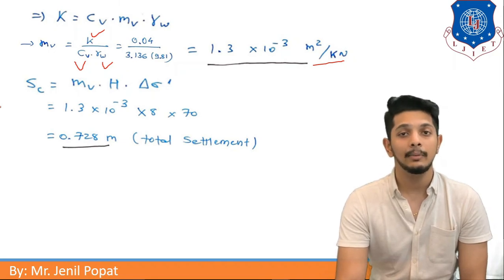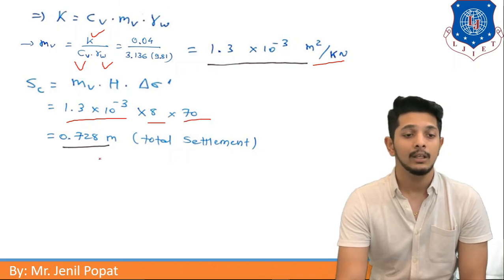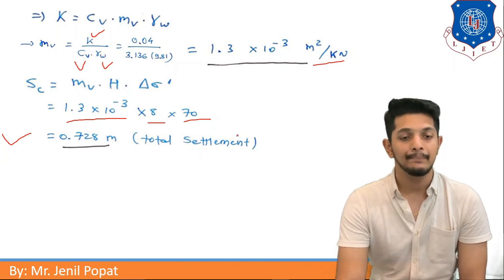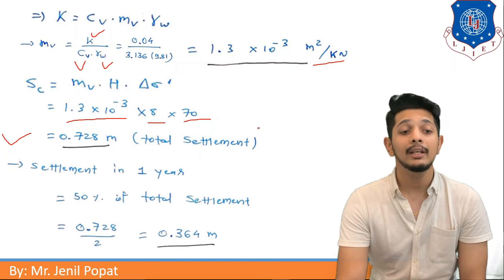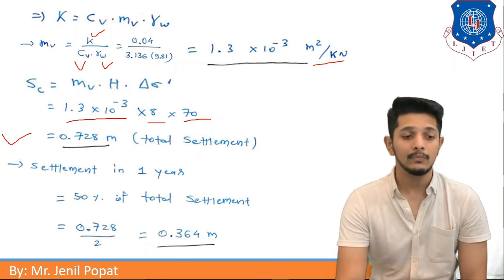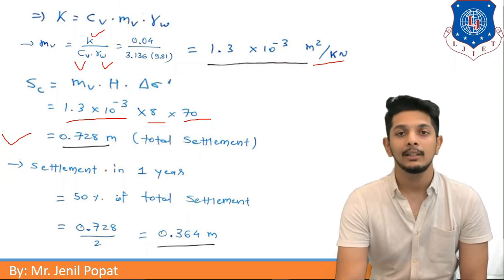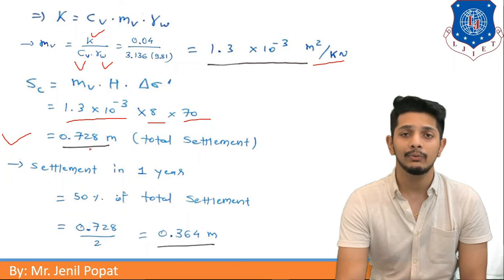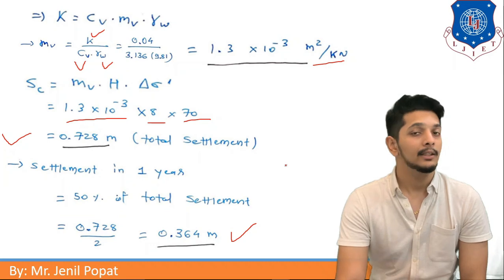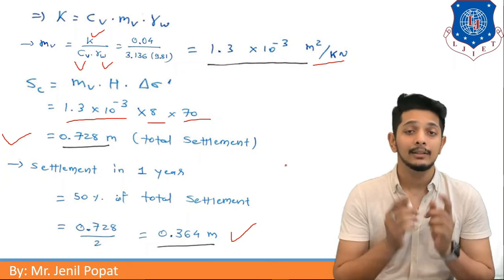SC is settlement of soil. Now MV is coming out as 1.3 into 10 raised to minus 3. H is given as 8 meter and delta sigma dash is 70. So putting all the values, total settlement comes out as 0.728 meter. Let us move forward and find consolidation in 1 year. Now settlement in 1 year will be 50% of total settlement, and 50% of 0.728 comes out as 0.364 meter. So that's it, and here I conclude this chapter.